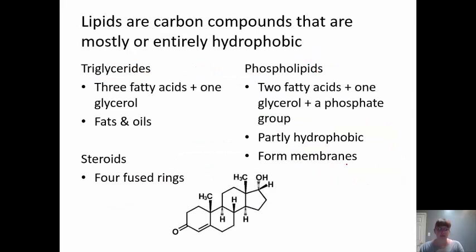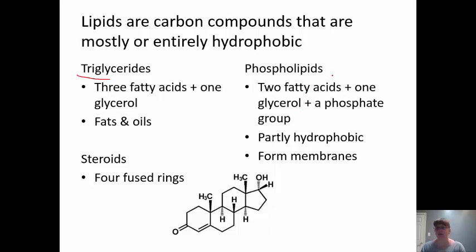All right, so that is it for our carbohydrate section. Now let's move on to lipids. Remember that lipids are carbon compounds, and they are mostly or entirely hydrophobic or insoluble in water. You have three main types of lipids. You have triglycerides, which are made of three fatty acids, which is the tri, and the one glycerol. These are also typically your fats and your oils. Your three fatty acids become what we call a hydrocarbon tail, and that is mainly what makes them hydrophobic.